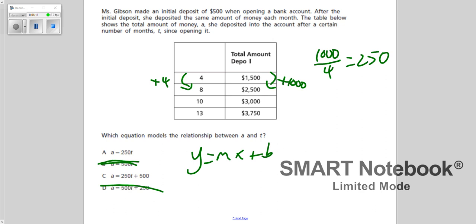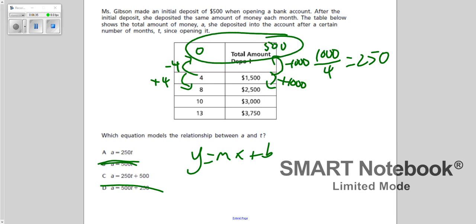Now we just have to figure out if there's a y-intercept or not. You could figure out if there's a y-intercept by working backwards on the graph. So instead of doing +4, I'll do -4. That way I'll get to 0. And instead of doing +1,000, I'll do -1,000. And that'll get me to 500. So it has a y-intercept of 500. Choice C.